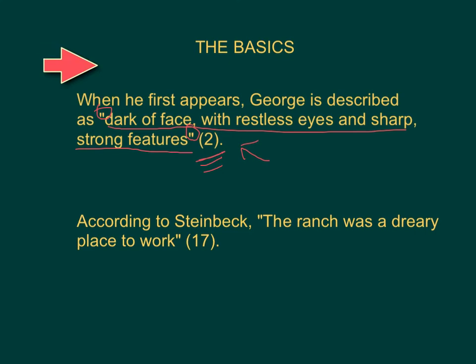Moving on to number 2. According to Steinbeck, that is an introductory phrase. The ranch was a dreary place to work is how it continues. That introductory phrase must be followed by a comma. It's an introductory element. It doesn't just flow, and you can sort of hear that with your ears.